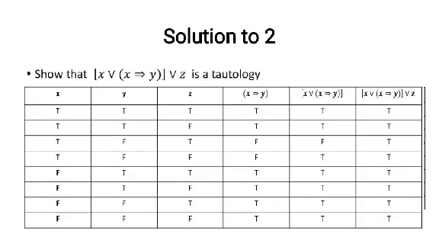Solution 2. So we have to show that what you see on the screen, x or (x implies y) or z, is a tautology. You know what a tautology means: everything you get at the final entry of the truth table is true. Okay, we have three statements because there's x, there's y, and there's z. So we need x, we need y, we need z.